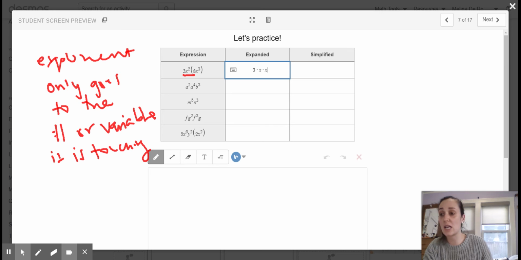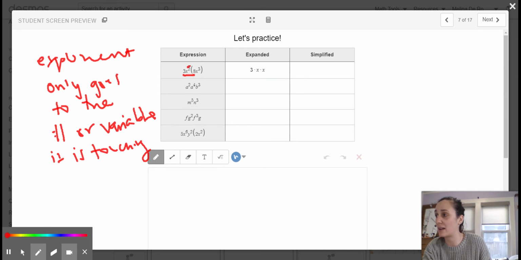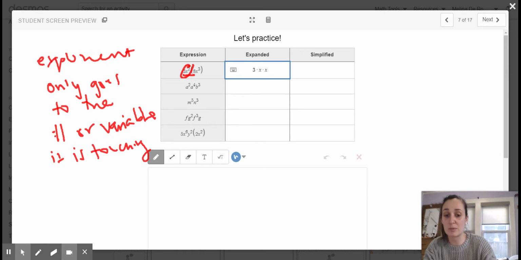The 3 is not part of the exponent. The exponent is only touching the x value. So I'm not repeating the 3, I'm only repeating the x. 8x cubed now means I'm also multiplying by 8 and then by x 3 times. Now that I've expanded it, it's a lot easier to simplify it.